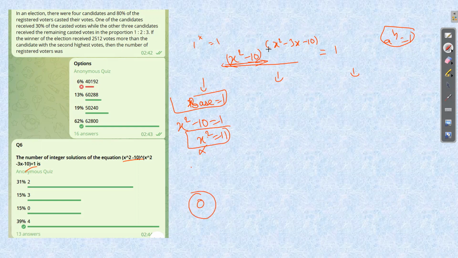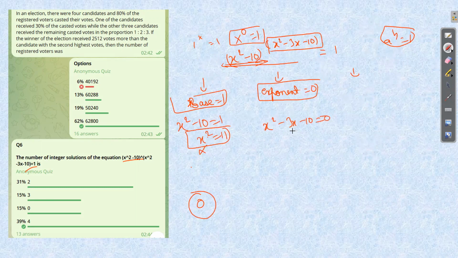Now the second case is if the exponent becomes 0. Anything, say x, to the power 0 will be 1 only. So the second case is exponent equal to 0. So x square minus 3x minus 10 equals 0. I can easily break this as minus 5 and 2. So 2 roots from here.